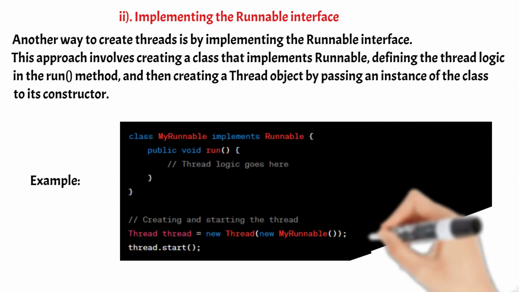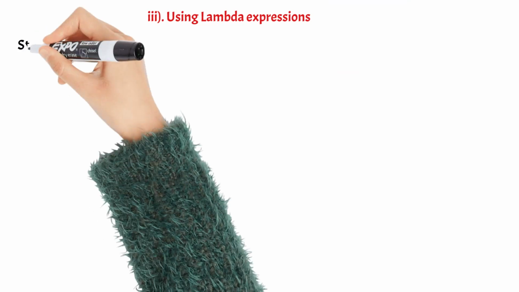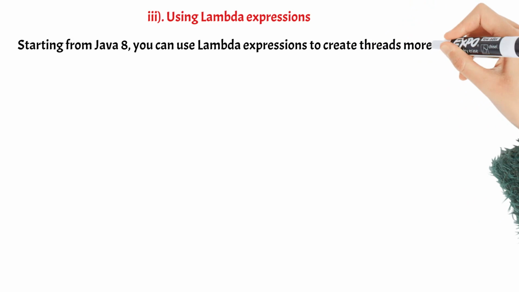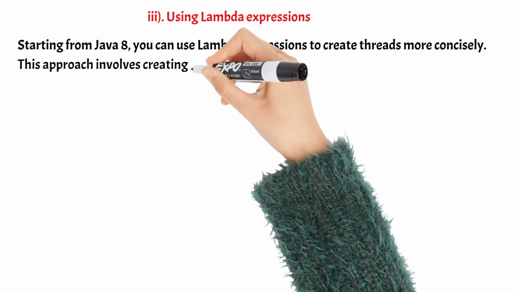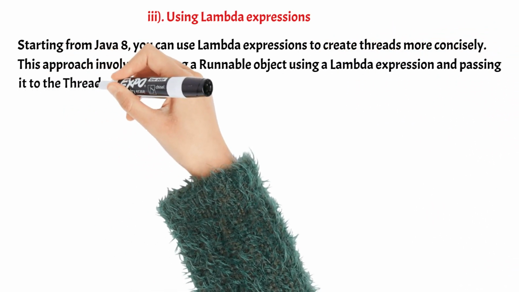Example. 3. Using lambda expressions. Starting from Java 8, you can use lambda expressions to create threads more concisely. This approach involves creating a Runnable object using a lambda expression and passing it to the Thread constructor.